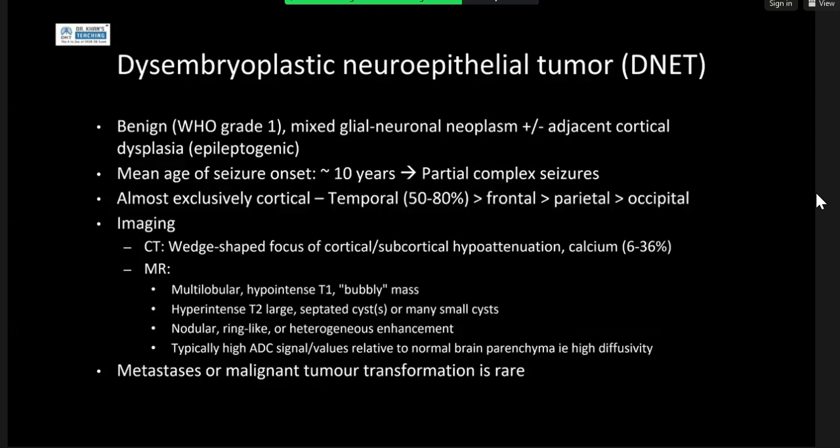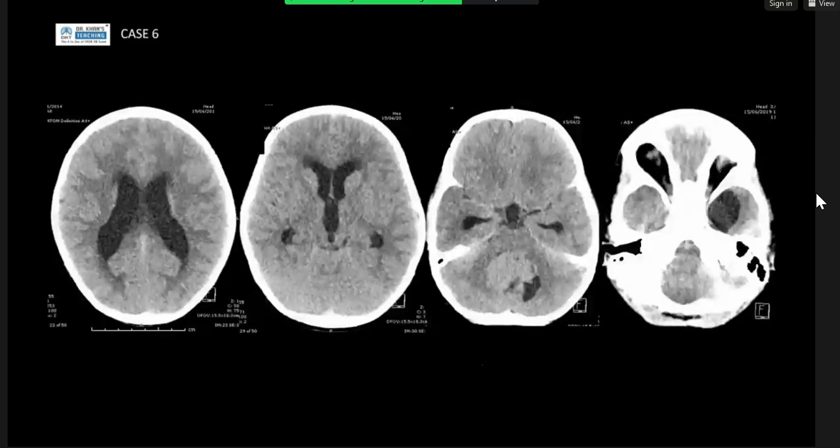Okay. So for cortical-based supratentorial tumors which cause seizures, you are thinking of a DNET or a ganglioglioma. Okay. Case 6. Next one.